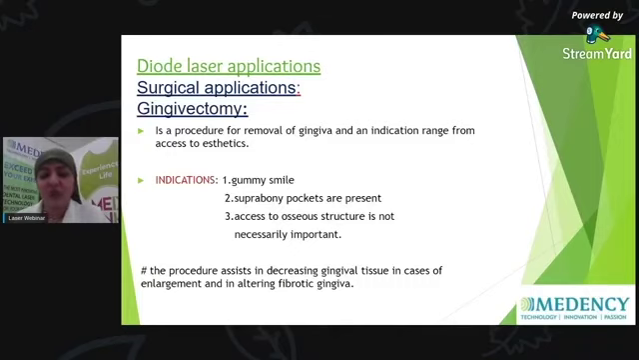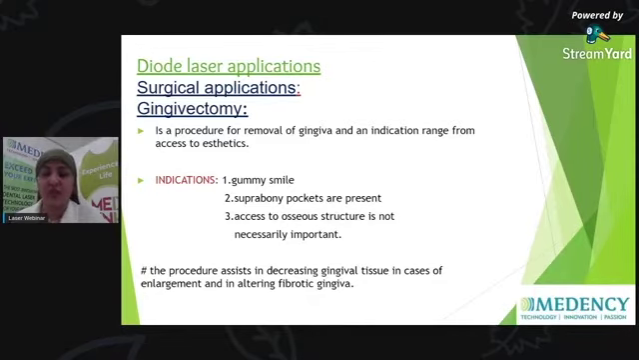Okay, surgical applications. Before going through the surgical applications, we want to agree on something. Gingivectomy, frenectomy, operculectomy, whatever the surgical application is, the indications of doing this application are the same. If you are using a diode laser or your conventional technique, the way you are used to, for example with a scalpel, it doesn't make a difference.